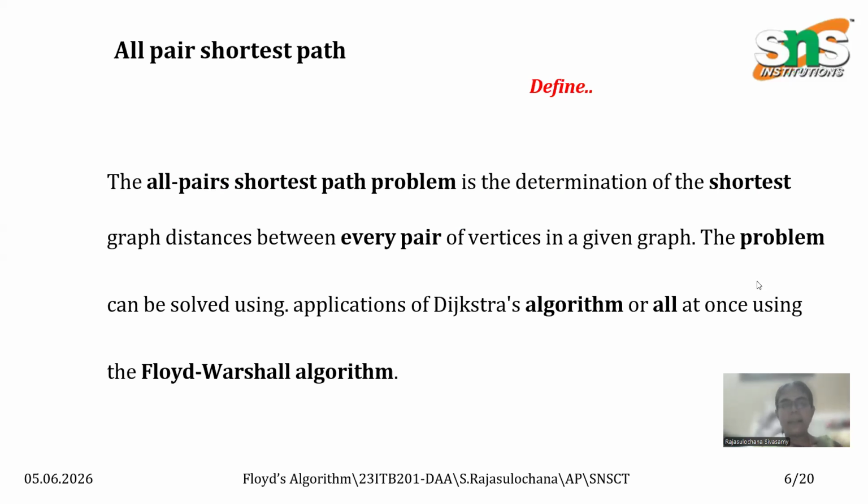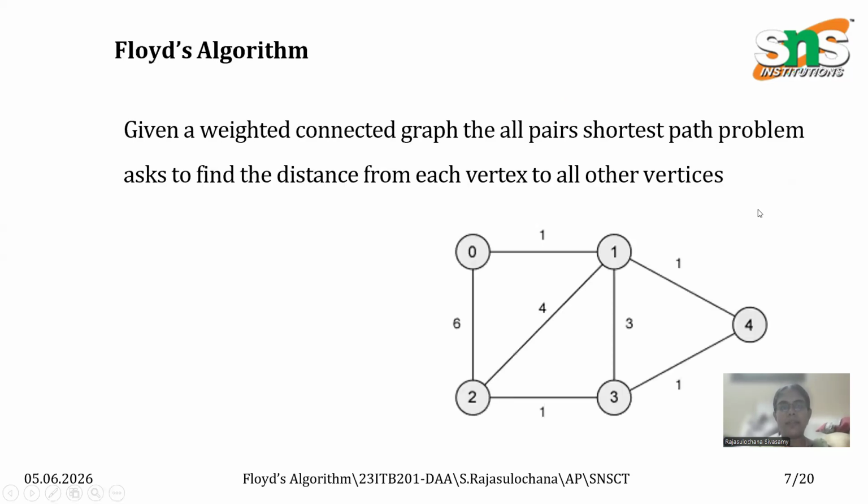Let me reiterate the problem definition. The all-pair shortest path problem is about finding the shortest distance between every pair of vertices in a given graph. There are many algorithms for solving this problem, like Dijkstra's algorithm and the Floyd-Warshall algorithm. Of all the algorithms available, today we are going to discuss Floyd's algorithm. Floyd's algorithm can be applied only if it is a weighted graph, and also the graph has to be a connected graph.